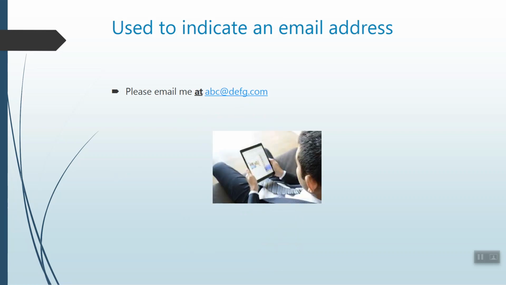Used to indicate an email address. For example, when you say, please email me at abc@gmail.com. You see, with email we use at. We don't say please email me in or on.